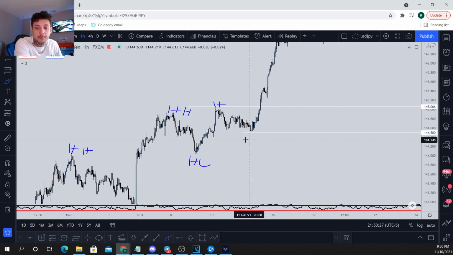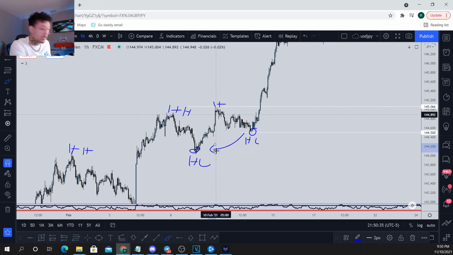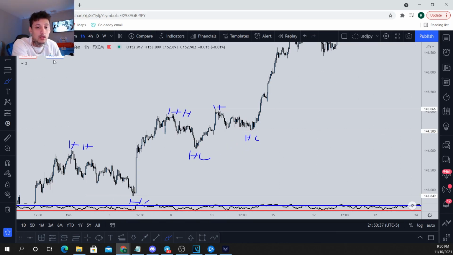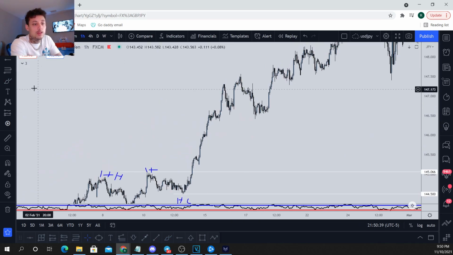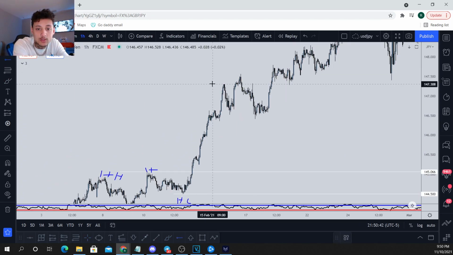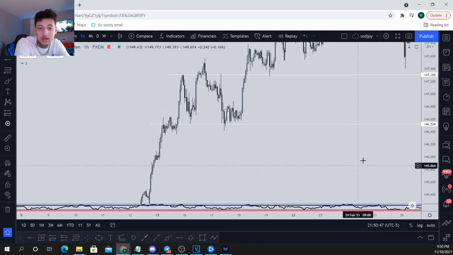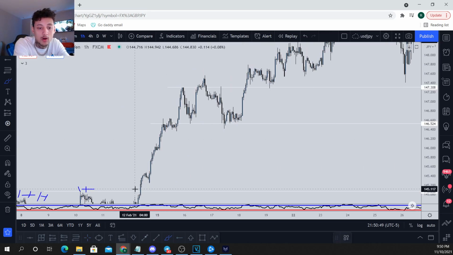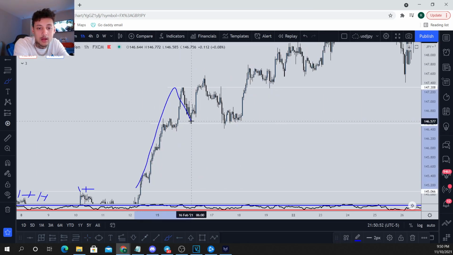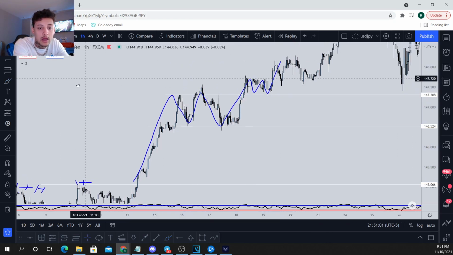Then we have a higher low because this low is higher than the previous low, making it a higher low. Then we have a big extension to the upside where now this is going to be our new high. This is going to be our new low. Notice again how price came all the way up, higher high, higher low, high, low, higher high, and then it consolidated above the previous higher highs before continuing to make higher highs.